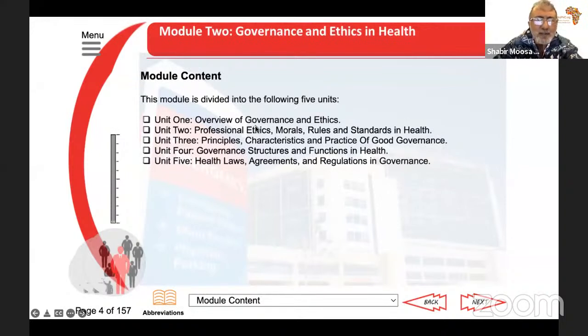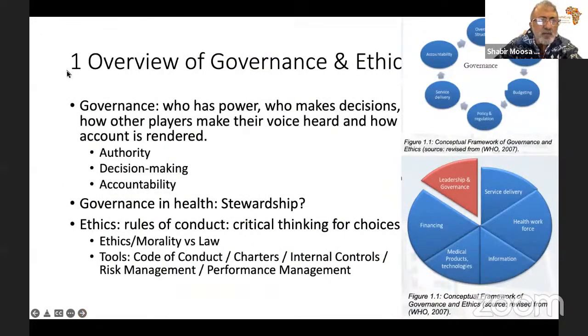Look at professional ethics as a sort of theory and principles. And then we'll go into good governance, how that works as principles go, and then structures and functions in governance and some high-level health laws. For you to proceed, press next, and that is the way to navigate the system. Also, you can use the menu at the top and do that. So that's just giving you a sense of how to get to this.